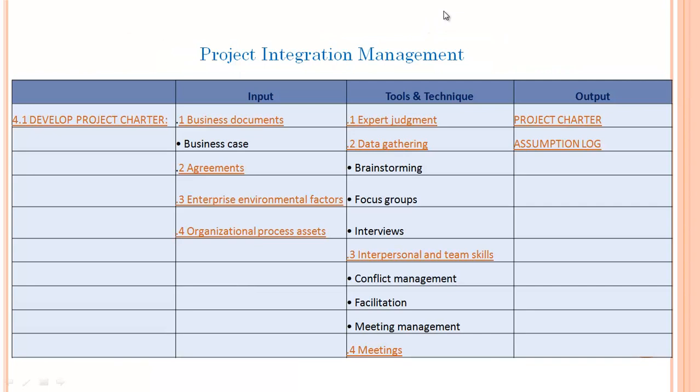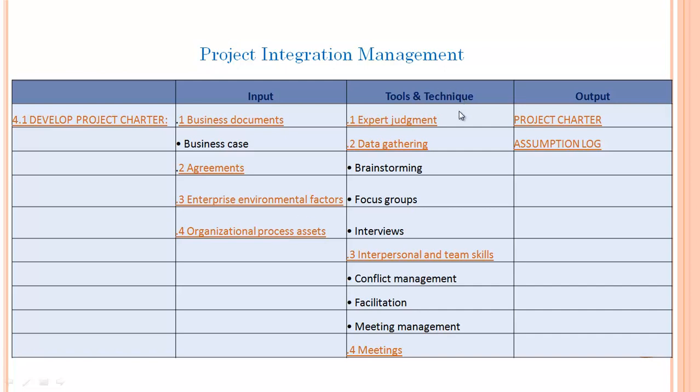Now we'll explore project integration management. Under project integration management, the first process is develop project charter. Input, tools and techniques, and output. Inputs are business documents. Under business documents we will study the business case. The second input is agreements. Third is enterprise environmental factors, and fourth is organizational process assets.